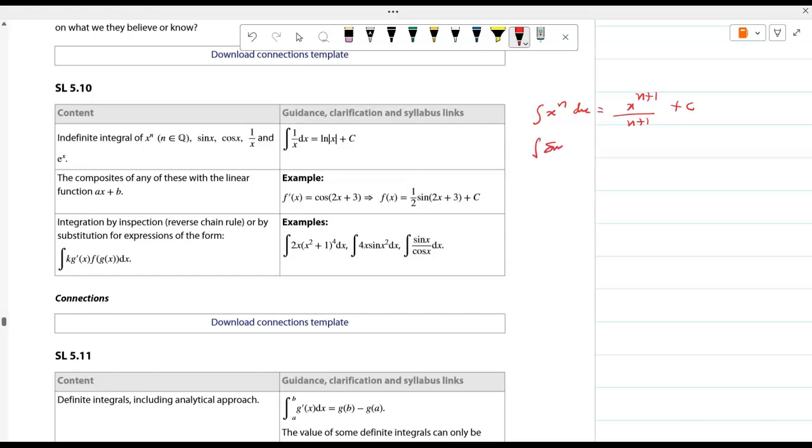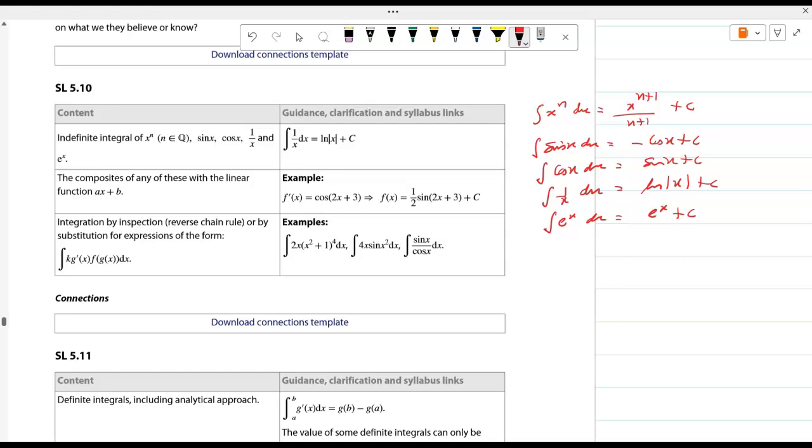Integral of sin x is minus cos x plus c. Integral of cos x is sin x plus c. Integral of 1 over x is ln mod x plus c. Integral of e raised to x is e raised to x plus c.